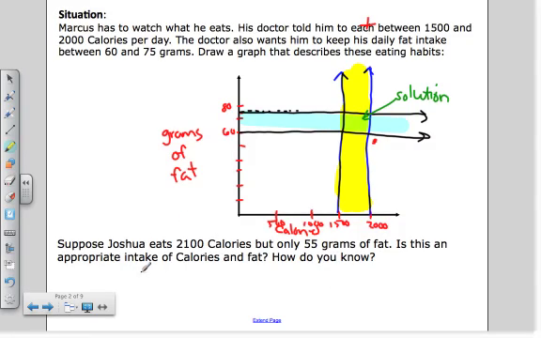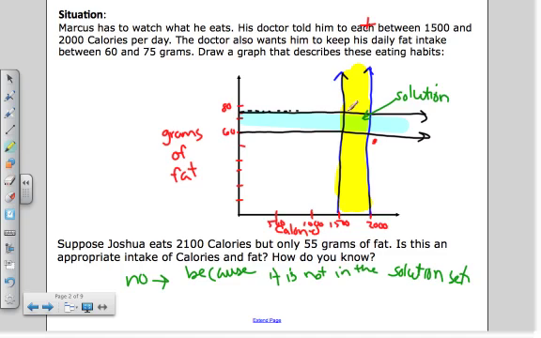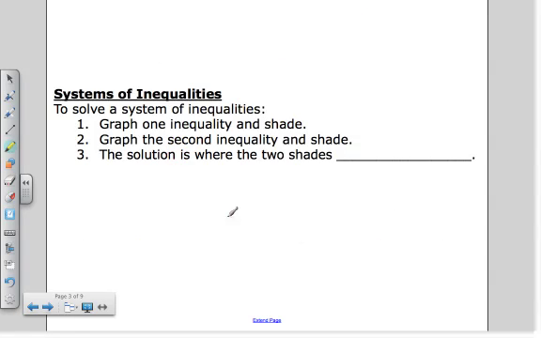So is it an appropriate intake? No. How do you know? Because he needs to eat fewer than 2,000 calories per day. So it is not in the solution set. Okay, so our solution set was this green area right here. Okay, so how do we solve a system of inequalities?